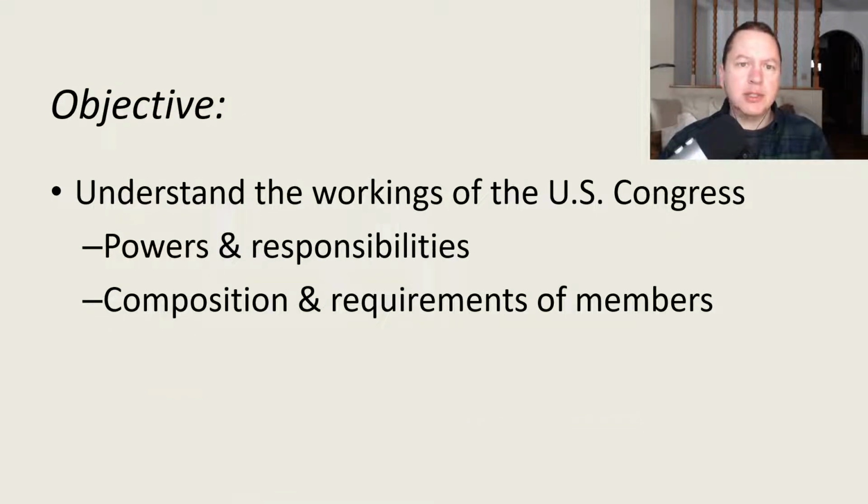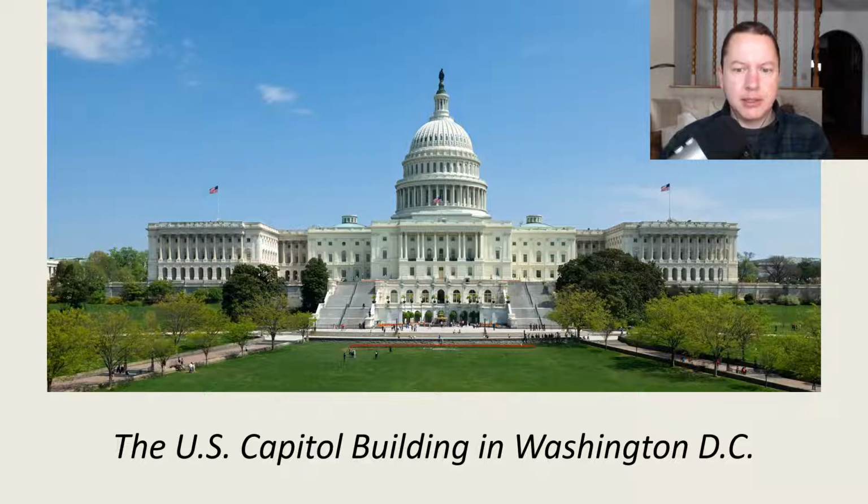Our objective is to understand the workings of the U.S. Congress, its powers, its responsibilities, and the composition and the requirements of its members. So that's the U.S. Capitol building. It's massive. It is mostly open to the public. You can see that the two wings on each side were added at a different time. And then there's a big mall or lawn in front of it.